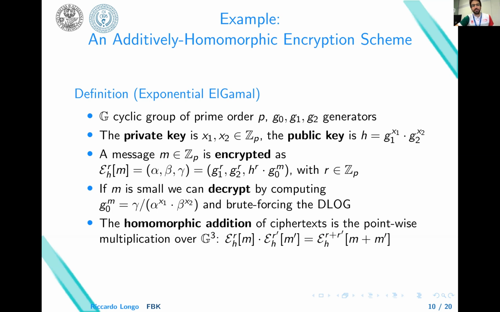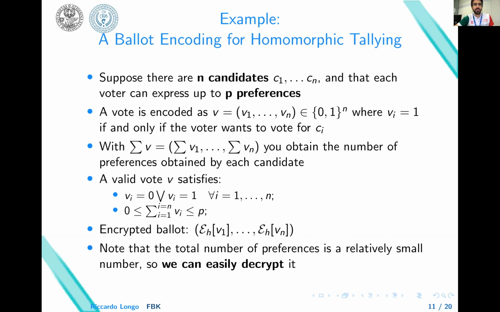To have the homomorphic addition of ciphertexts, we actually perform pointwise multiplication. So we multiply each member of the triple with the corresponding member of the other ciphertext. And with this multiplication, we obtain the encryption of m plus m first, with the randomness that is the sum of the original randomness, and the public key stays the same. So we have our additively homomorphic encryption scheme. How can we use this?